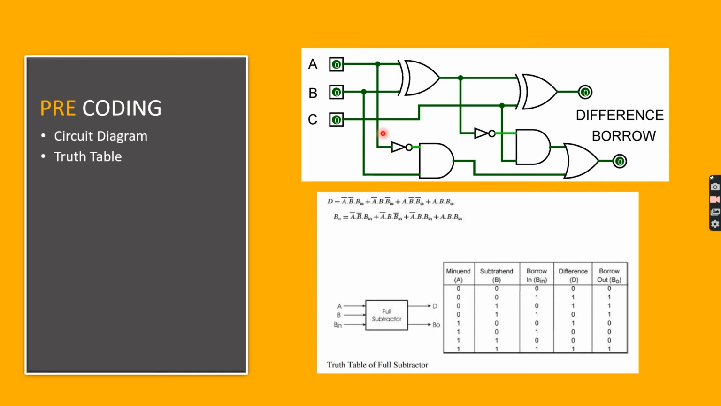Now if you observe the circuit diagram, you will know that the result of the first half subtractor will be D0. That will be given as an input to the second half subtractor, and the output of the second half subtractor will be the answer, that is the difference. The bar output of the second half subtractor will be given as an input to the OR gate, and you will get the borrow as an output after the OR gate.